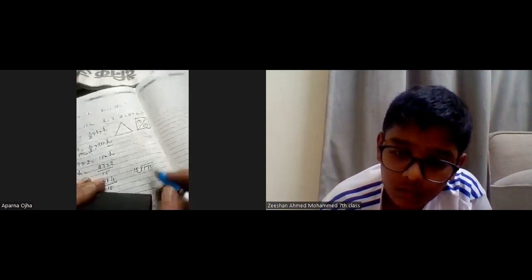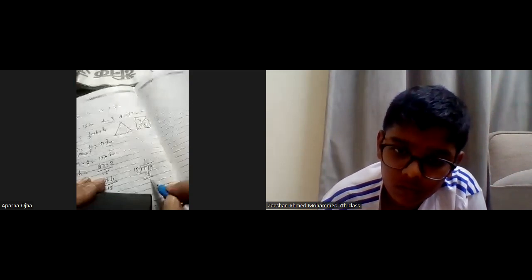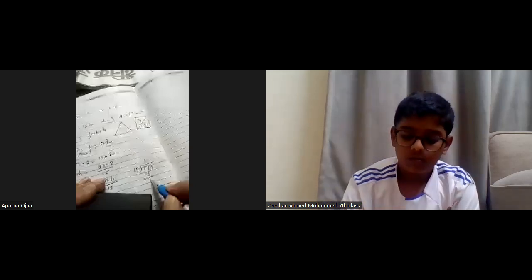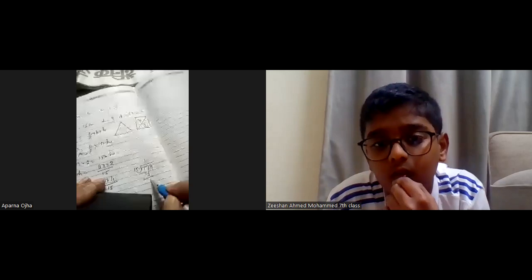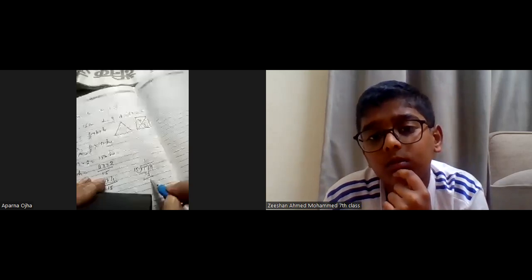Okay, so 15 ones are 15. Remainder 2, 4. 15 ones are 15. Remainder 9. Here no digit is left now, so put the decimal and put 0 here. 15 sixes are 90. What is the answer? Answer is 11.6 centimeter.